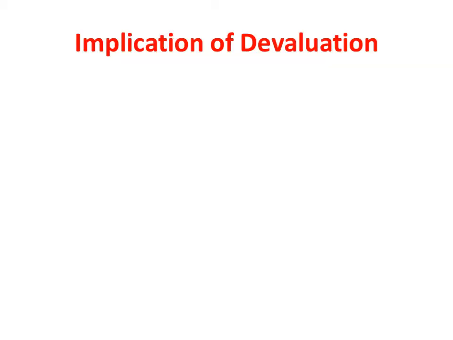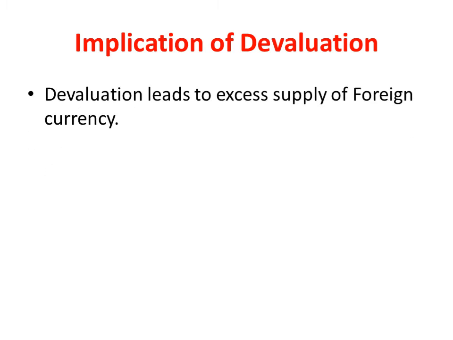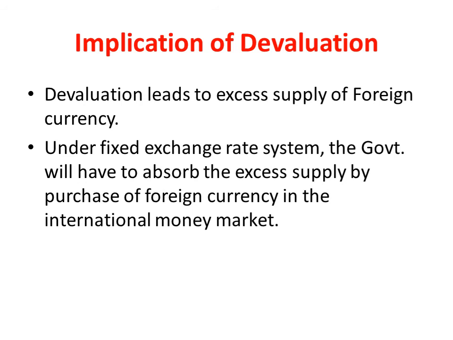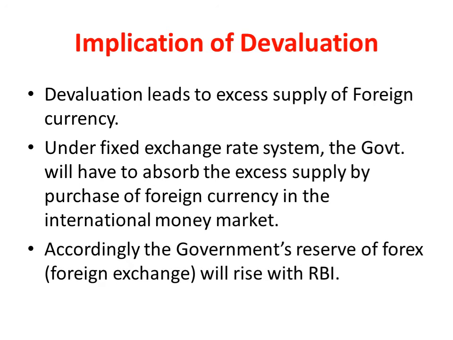So what are the implications of devaluation? What will happen? Devaluation leads to excess supply of foreign currency because exports will rise, foreign direct investment will rise. Under fixed exchange rate system, the government will have to absorb. Now, if the supply is more, and demand is less of foreign currency, where will the foreign currency be kept? The government will have to keep it with the Reserve Bank of India. So hence the foreign exchange reserve with RBI will go up. Accordingly, the government's reserve of forex, known as foreign exchange, will rise with RBI. So that's the implication of devaluation.